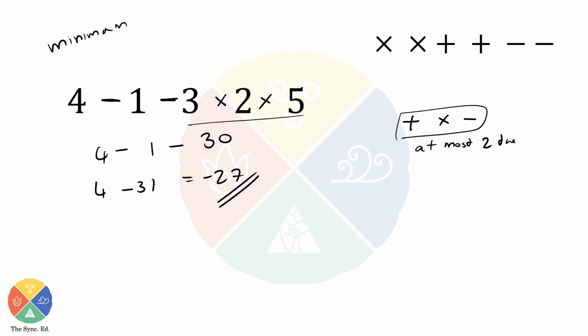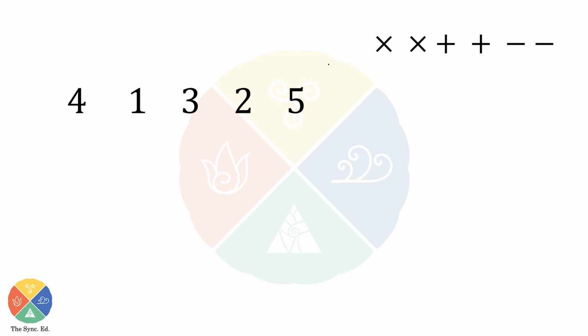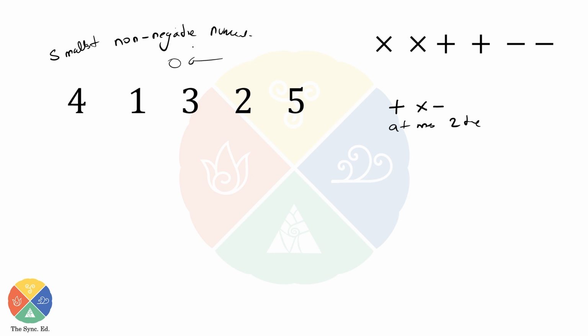Now I'm going to increase the difficulty of this problem. Just like the previous problem, we are again using the operations at most 2 times. I want you guys to find the smallest non-negative number. Which is the smallest non-negative number? Yeah, the smallest non-negative number is 0. So your objective is to bring it as close to 0 as possible. Try your best and try to give me the answer.